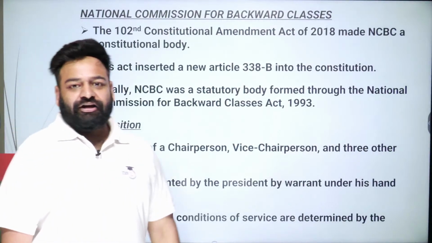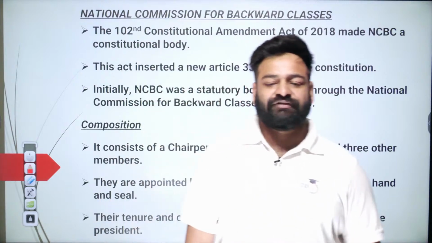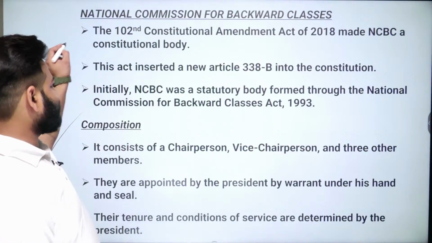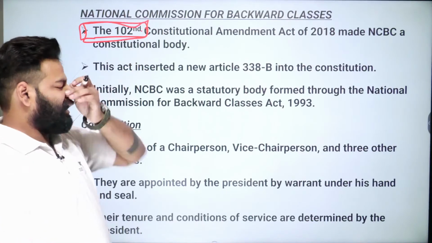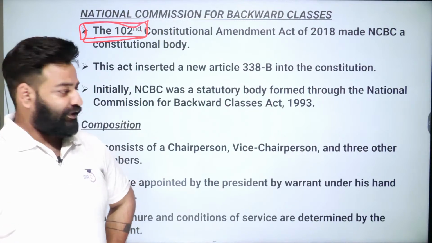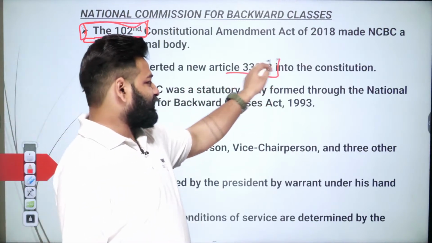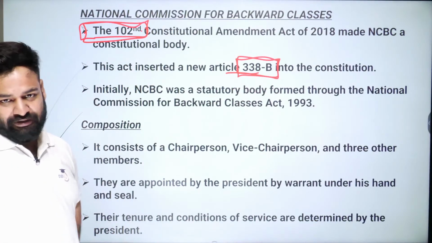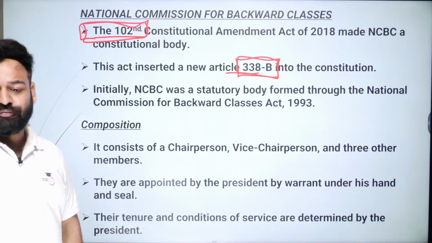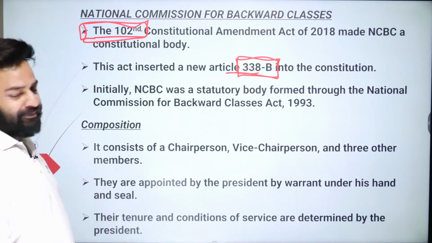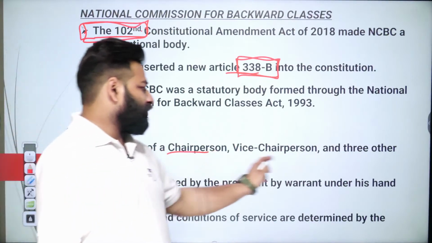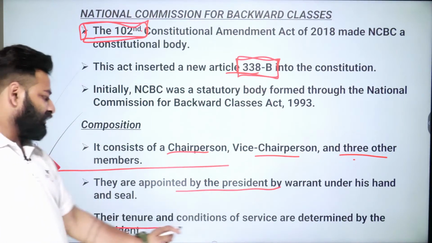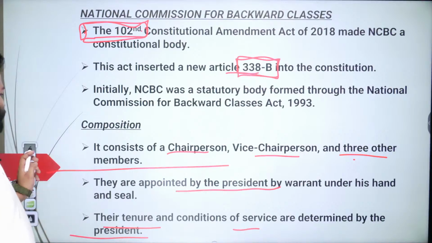Okay. Till 2018, National Commission for Backward Classes, it was not a constitutional body. It was just a statutory body, but through the 102nd Constitutional Amendment Act of 2018, okay, a separate article was created, that is Article 338 capital B, and National Commission for Backward Classes was made a constitutional body from just a statutory body. Members same, okay, chairperson, vice chairperson, and 3 other members same, appointed by the president. Okay, tenure, conditions, etc., determined by the president. As of now, 3 years.